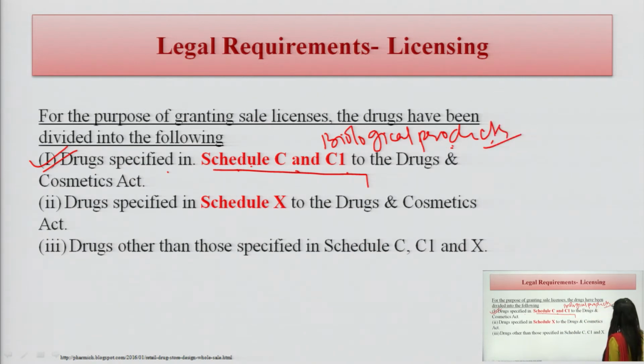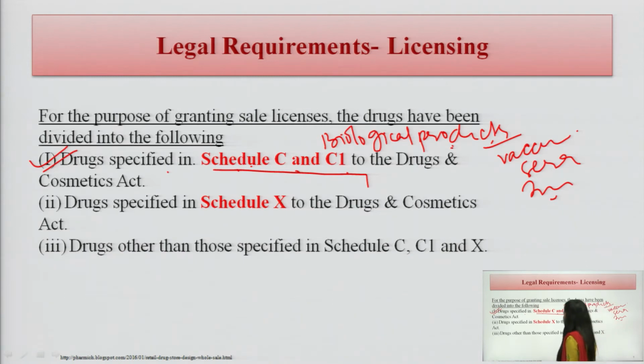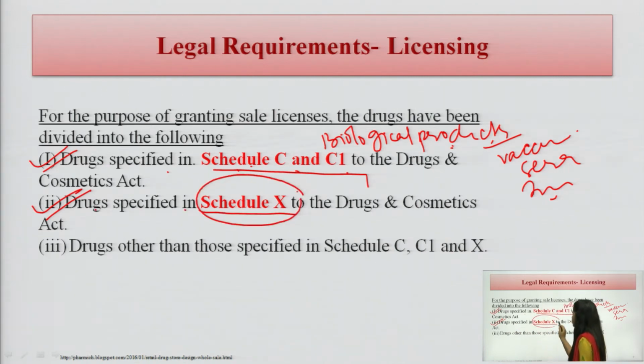These products could be vaccines, sera, immunologicals, according to the D&C Act 1940. Another is drugs specified in schedule X. What are the drugs in schedule X? These are the drugs which are given only on a prescription basis, and we call them narcotic and psychotropic substances. They are under schedule X.